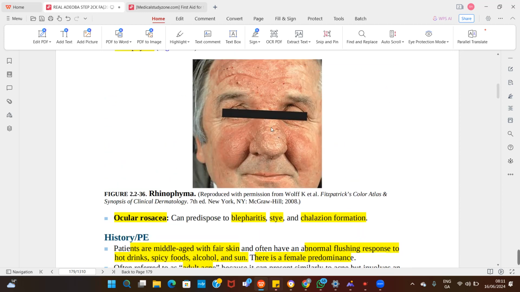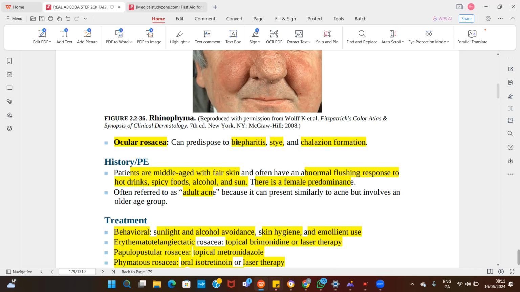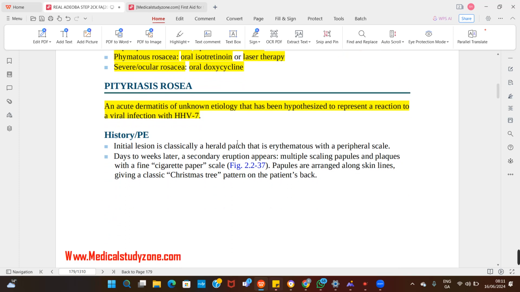The erythematotelangiectatic, you want to vasoconstrict, right? Brimonidine or laser. Papulopustular, there's infection, anaerobic infection, right? Let's give topical metronidazole, right? For the phymatous, there's excessive connective tissue deposition, give isotretinoin or your laser therapy. Then for the ocular one, give your oral doxycycline. So that's where it works.